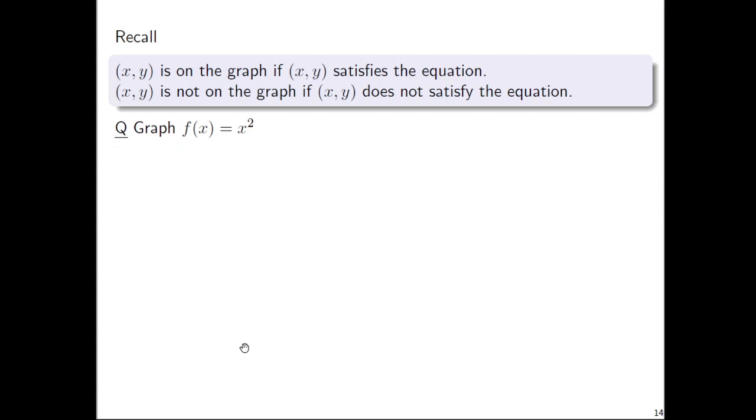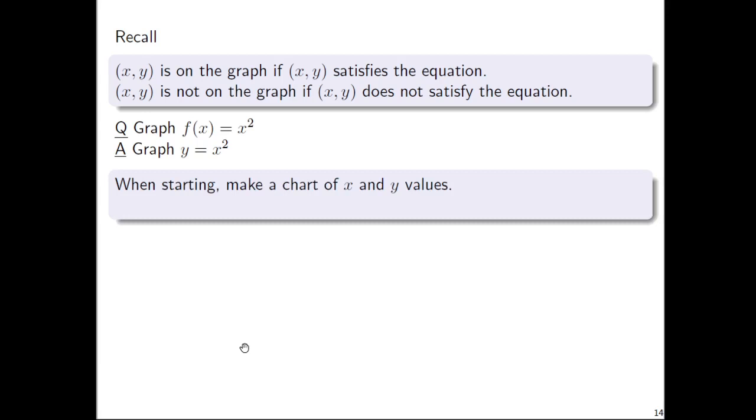So if we were to graph f of x equals x squared, again, we replace the f of x with a y. So we need to graph y equals x squared. And when you're doing this for the first time, you can make a chart of x and y values, but eventually you have to not rely on this method. This works for some cases, but it's just not going to work overall.